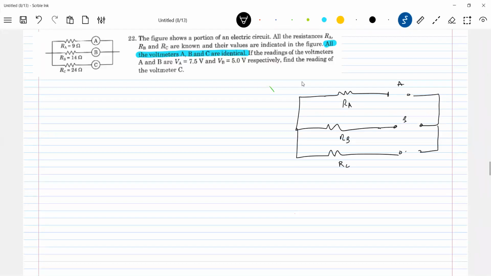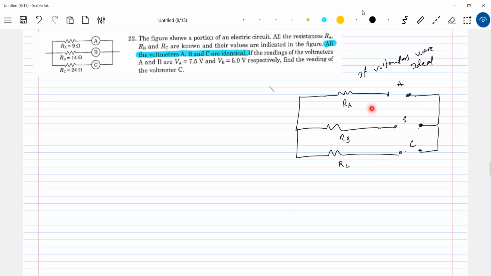Can we do anything here? That's what happens if voltmeters were ideal. So we can't do anything here, no? No current will flow in this branch. No current will flow in this branch.